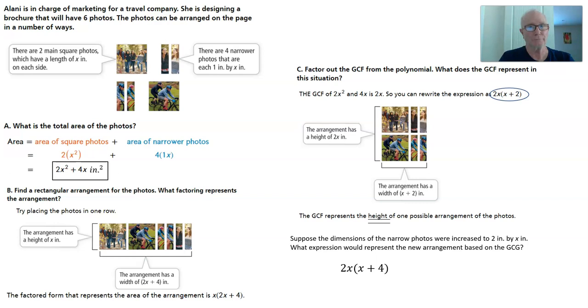So now, let's do the classwork or the Pearson assignment that's been assigned to you. Go get them.